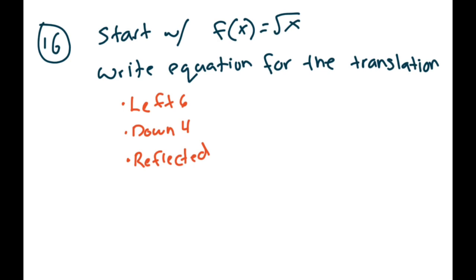Now for 16, we're going to write the equation. So we're going to start with f of x equals the square root of x. Left 6 means inside our square root is gone left 6 and it's opposite. So left 6 would be a plus 6 on the inside. Up and down is adding and subtracting on the outside. So down 4 means we'd subtract 4 from the outside. And reflected is kind of in the same spot as a stretch. It's going to be a negative in front.